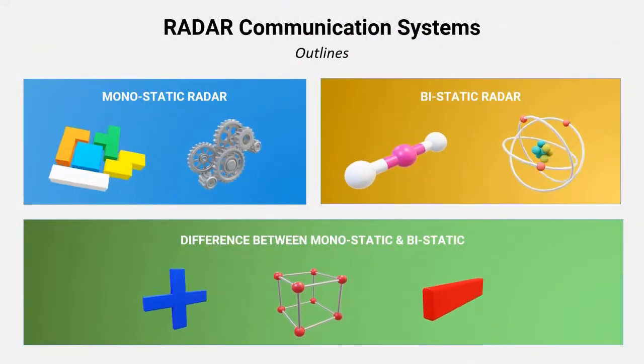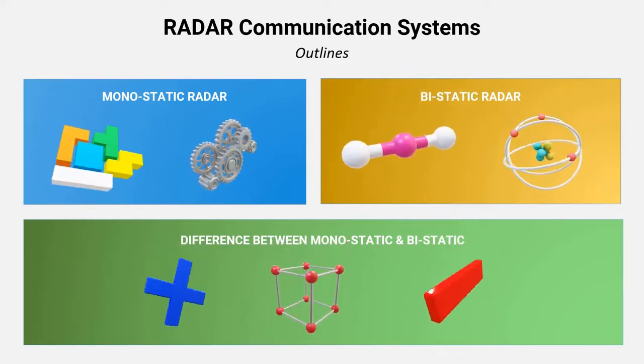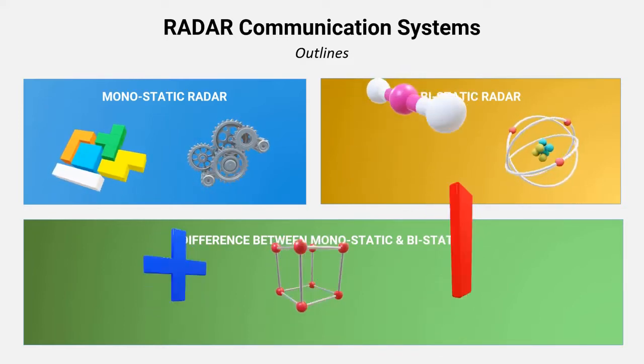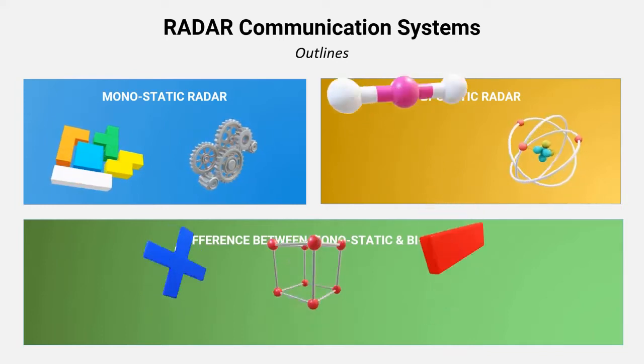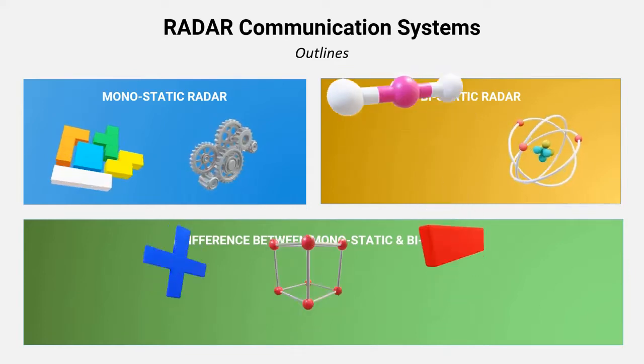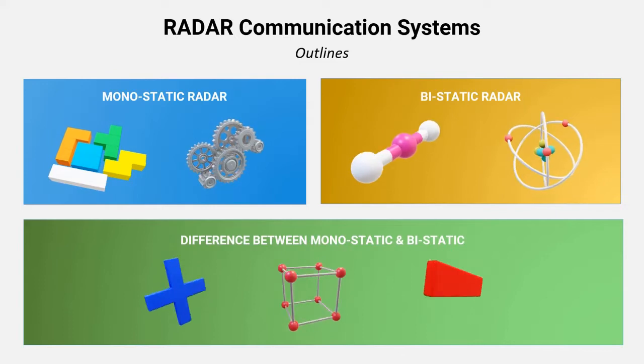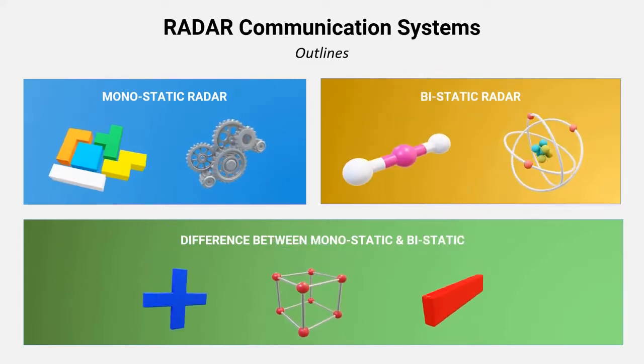So these are all our today's session outlines. We are going to see the basic types of radar systems, and then we will see what are monostatic radar systems. Then we'll go ahead with the bistatic radar systems. Then we will see the basic differences between these two radar systems. Okay, let's get started with the monostatic radar systems.